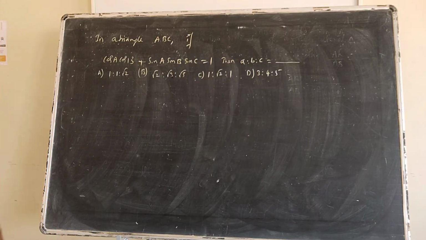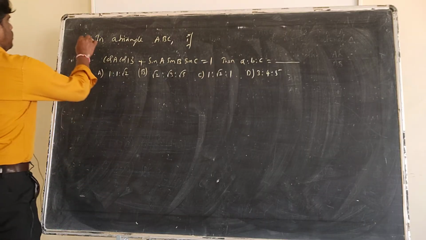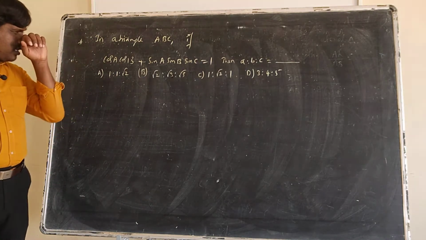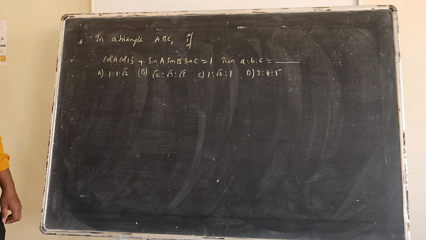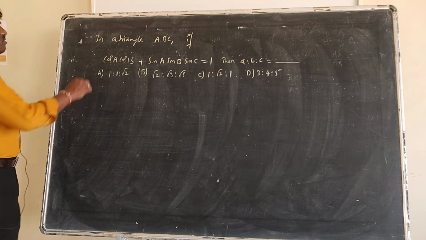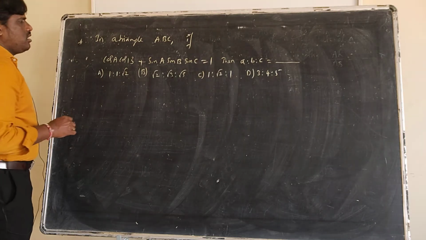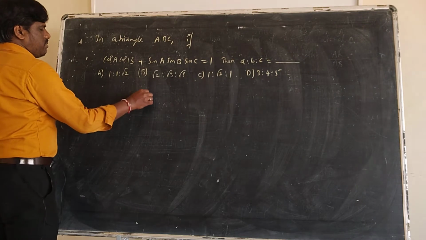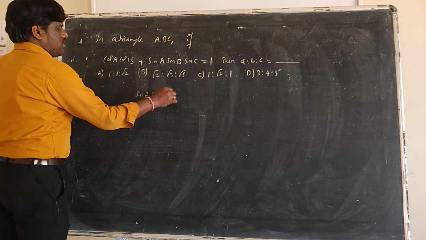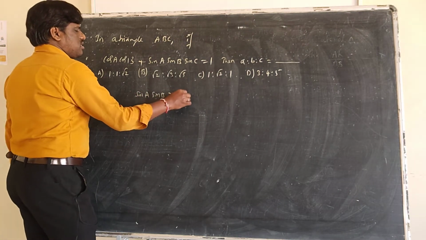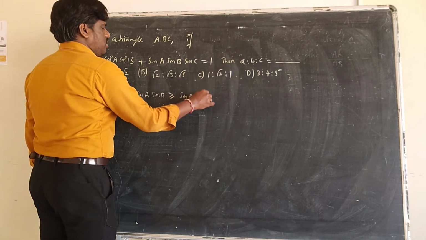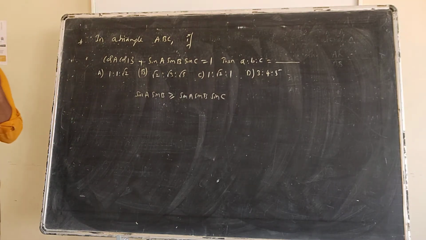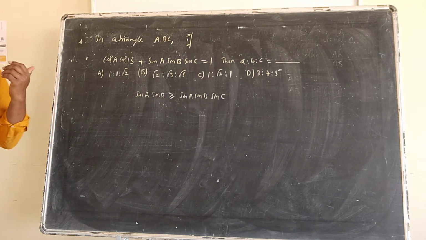See, this is one of the most important questions, and a very good question this is. In a triangle ABC, if cos A cos B plus sin A sin B into sin C equal to 1, A is to B is to C equal to dash. And you can mark it very important. So already I explained in trigonometry, that sin A sin B is greater than or equal to sin A into sin B into sin C, because sin C is less than 1. sin C will be in less than 1 range.